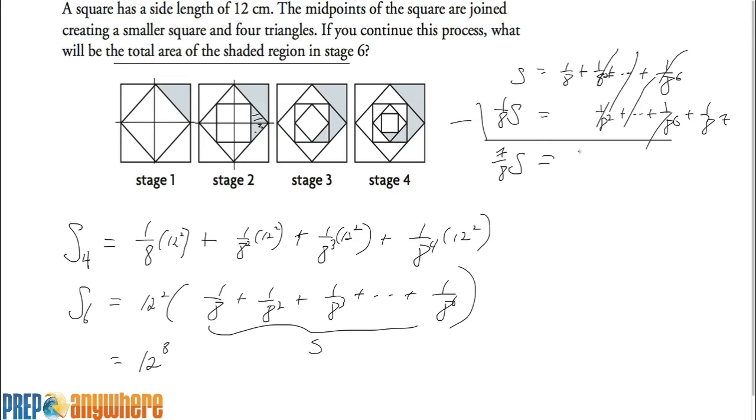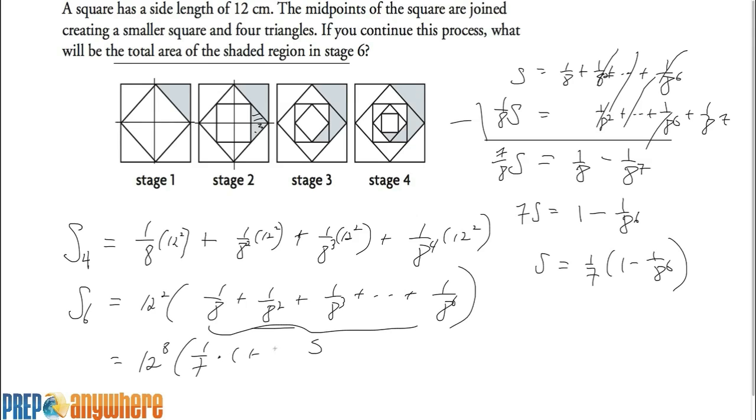S will equal 1/8 minus 1/8 to the power of 7. You can multiply both sides by 8 and get 1 minus 1/8 to the power of 6. Right? So then S would be 1/7 of 1 minus 1/8 to the power of 6. So this all can be replaced with that. Okay. And at which point we can maybe choose to simplify this a little bit more or use a calculator. It won't really simplify too much.